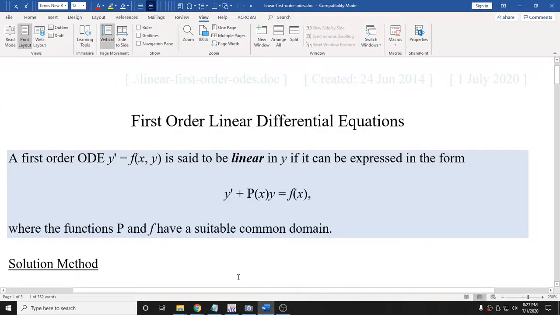Hello. In this video, we are going to study first-order linear differential equations. First, our definition. A first-order ordinary differential equation y' = f(x, y) is said to be linear in y if it can be expressed in the form y' + p(x)y = f(x), where the functions p and f have suitable common domain.